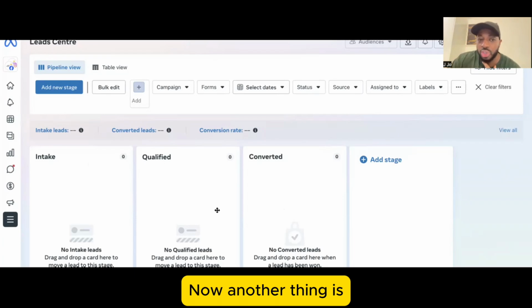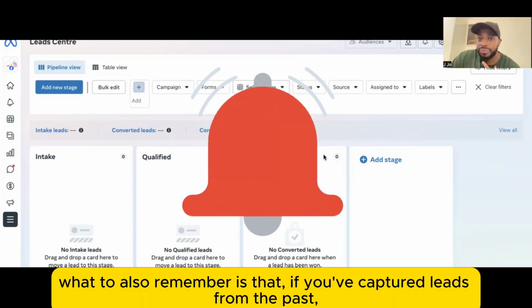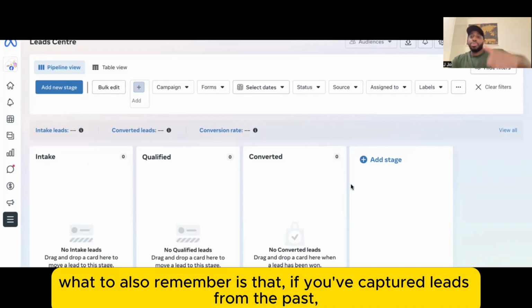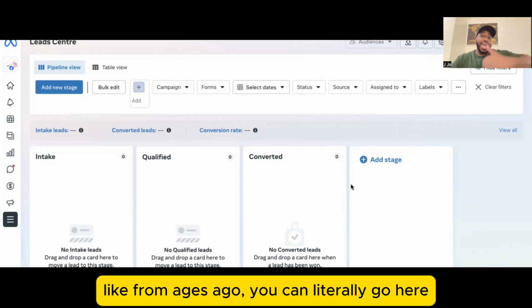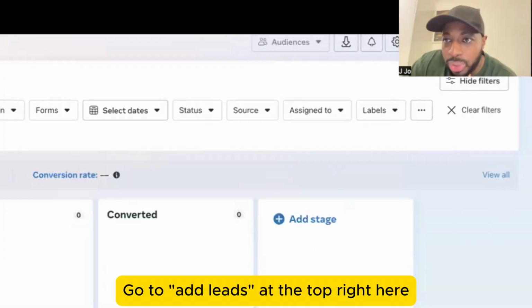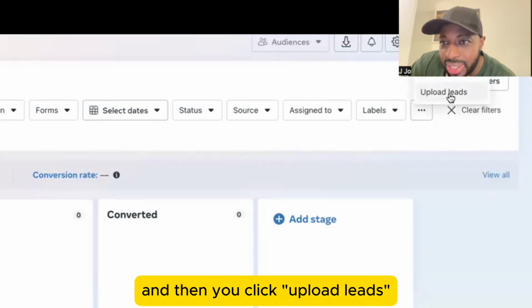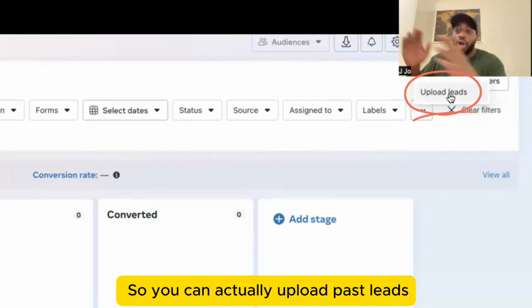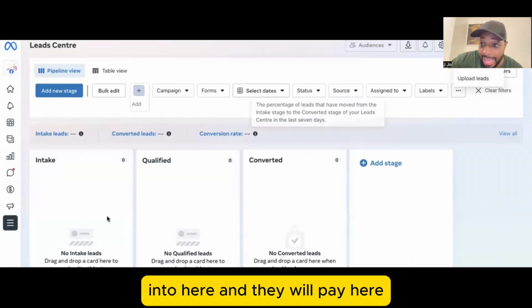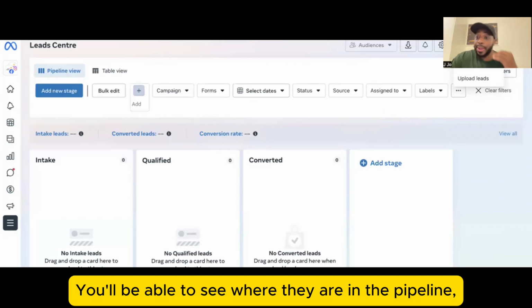Now, another thing to remember is that if you've captured leads from ages ago, you can literally go to add leads at the top right-hand corner, click add leads, and then click upload leads. So you can upload past leads, and they'll appear here, and you'll be able to see where they are in the pipeline, in the journey.